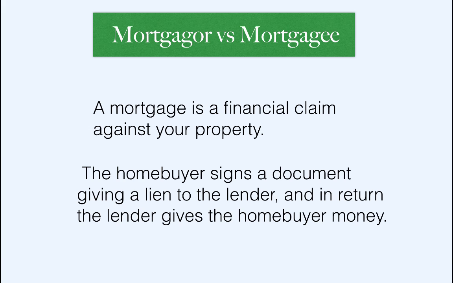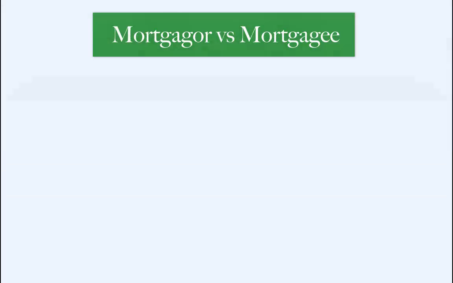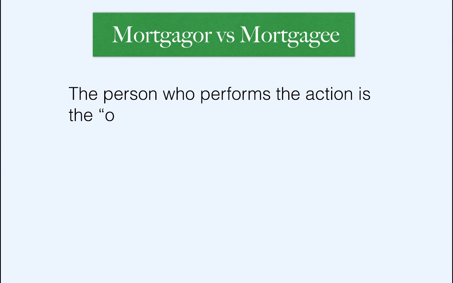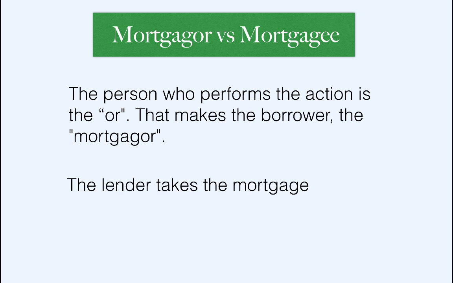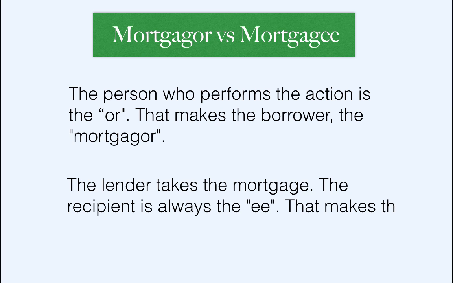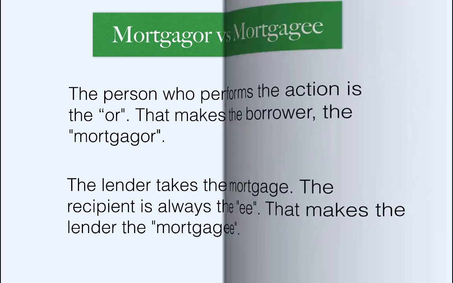It is the home buyer who mortgages the property. The home buyer is the one doing the giving. The lender takes the mortgage and holds it until the debt is paid off. The person who performs the action is the "or." That makes the borrower the mortgagor. The bank or the lender takes the mortgage, and the recipient is always the "ee." That makes the bank the mortgagee.